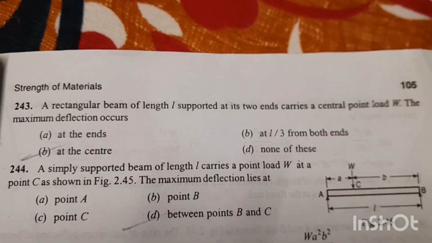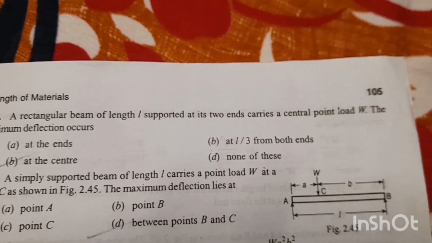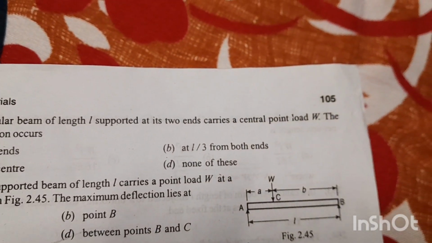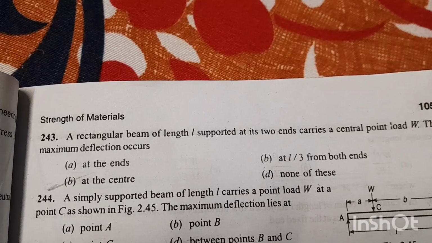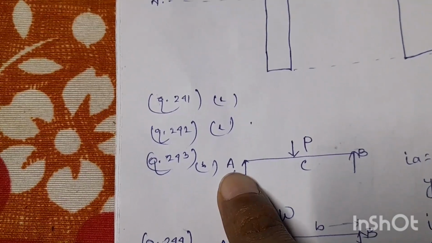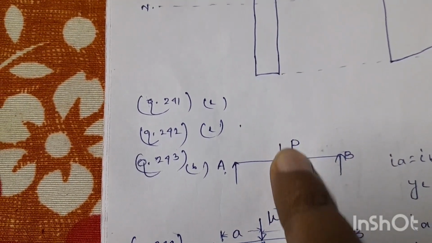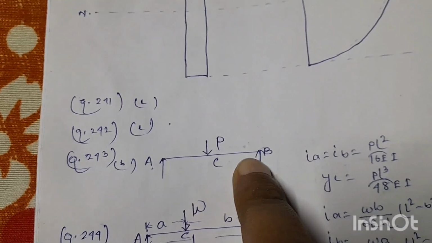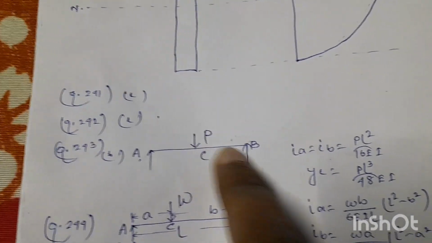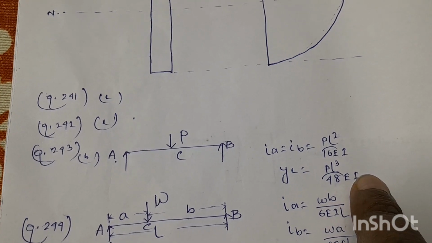Next question 243. A rectangular beam of length L supported at its two ends carries a central point load W. The maximum deflection occurs, option B is the right answer, at the center. This is a simply supported rectangular beam. The central point load P at the center. So maximum deflection will be at the center and it will be equal to PL cubed divided by 48 EI.